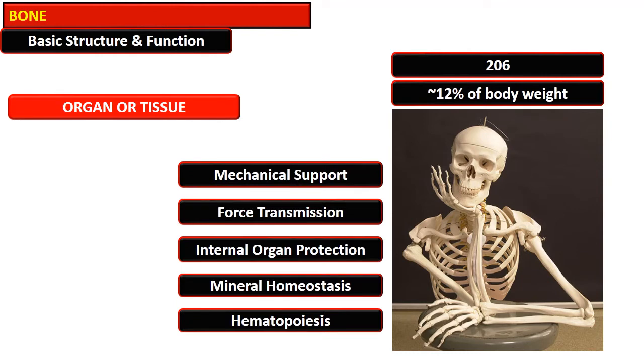Bone not only provides a scaffold for the muscle and body fat, it also gives mechanical support, force transmission and protection of the internal organs. It is not an inert tissue, it is an active part of the body, and it is responsible for mineral homeostasis and lifelong hematopoiesis. The bone is divided into two parts, one is the matrix and another is the bone cells.